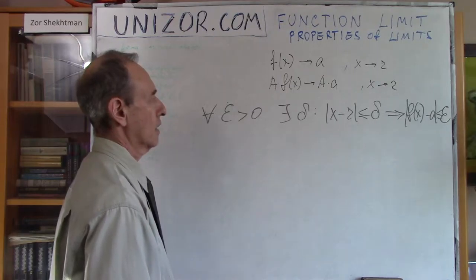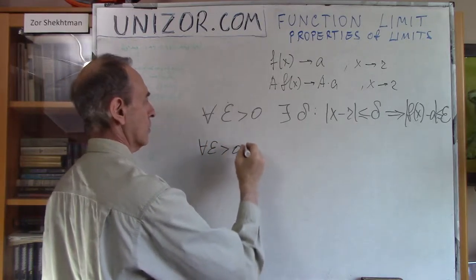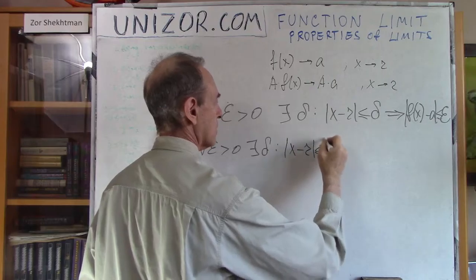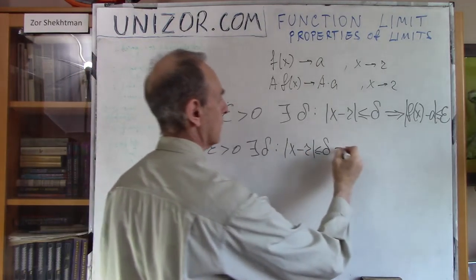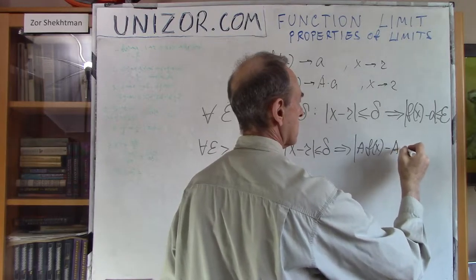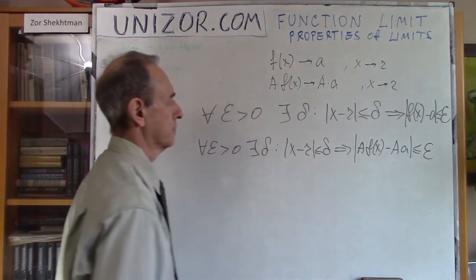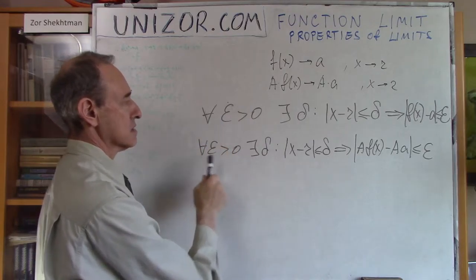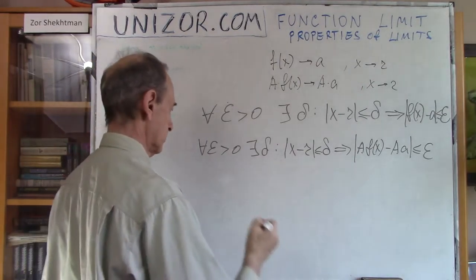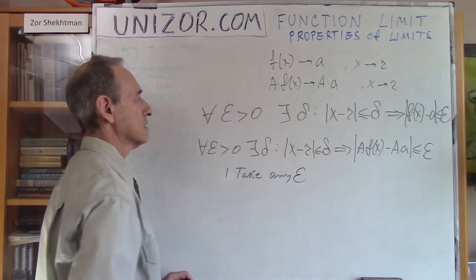That's what's given. Now, what do I have to prove in this case? I have to prove that for any epsilon greater than zero there exists delta such that as long as my x is within delta neighborhood of its limit point r, my function would be within epsilon neighborhood of a times A. This is needed to be proven. So this is given, and this is to be proven. Okay, so for any epsilon, let's just take any epsilon first.